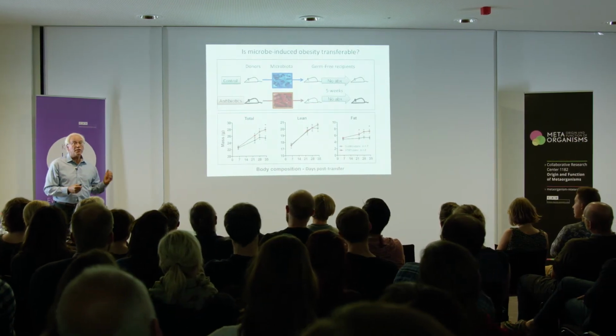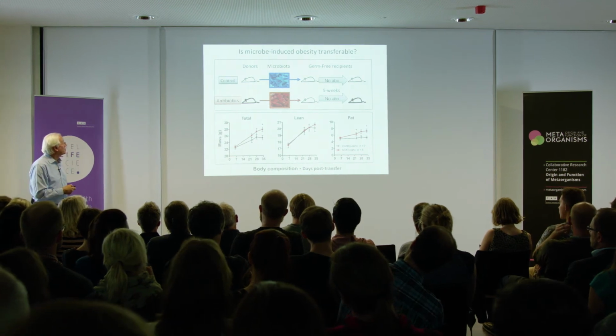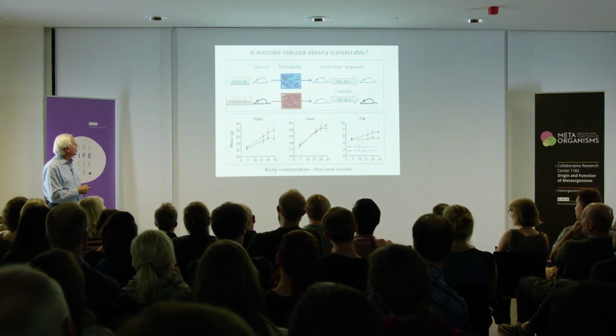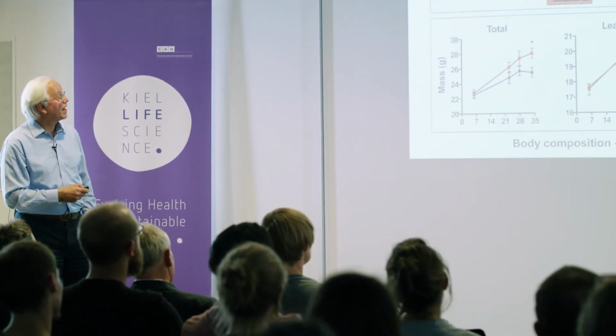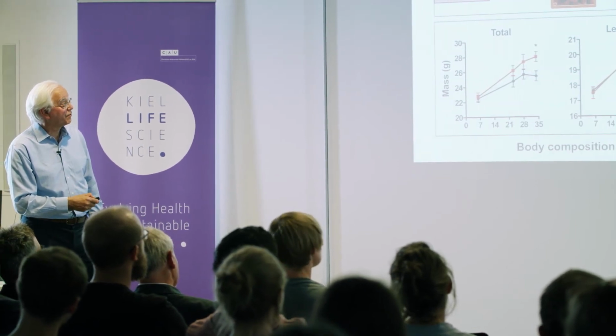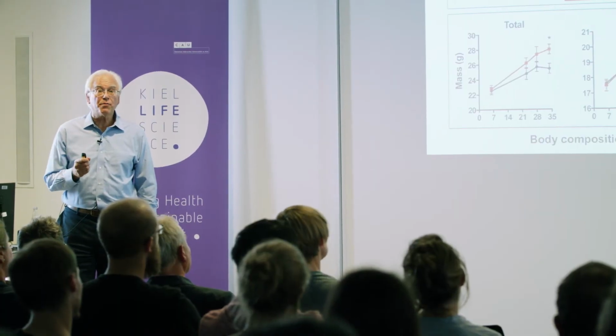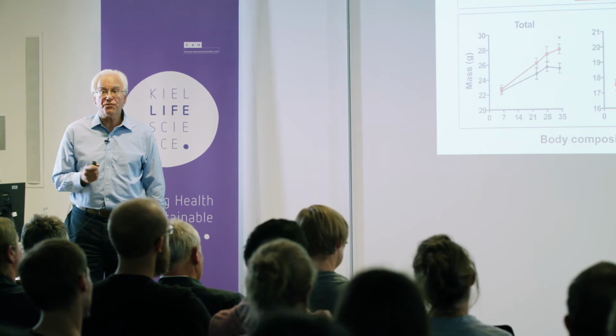We continued this work by doing a transfer of microbiota from conventional mice to germ-free mice. In this experiment, mice had been given antibiotics or not. We harvested their cecal microbiota and gave these microbiota to germ-free recipients who we then observed for the next 5 weeks. They did not receive any antibiotics. So here we're looking at total mass, lean mass, and fat mass. The black line is the group that received the unperturbed control microbiota. The mice that received the antibiotic perturbed microbiota had an increase in total mass, no change in lean mass, and an increase in fat mass. So this showed that the signal was in the microbiota. The altered microbiota was sufficient to confer the adiposity signal.